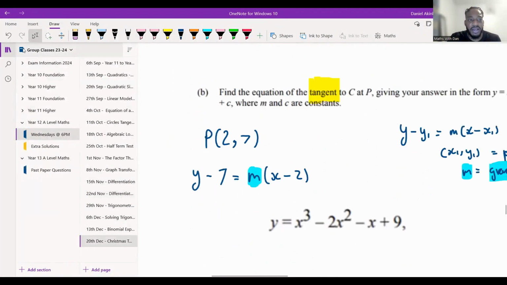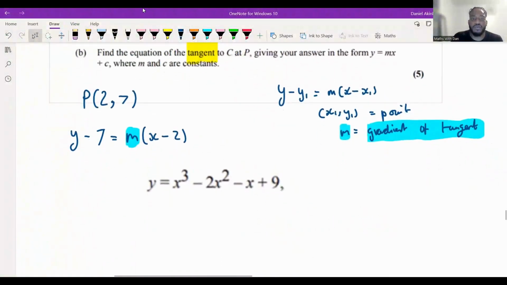So all you had to do here is differentiate your function, right? So if we differentiate this, we're going to have dy/dx is equal to, this drops 3x squared. This is going to be minus 4x, right? That 2 goes to the front, and then we drop it by 1. And then minus x will differentiate to become minus 1, right? And then the 9 will just be 0. So this here is your gradient formula.